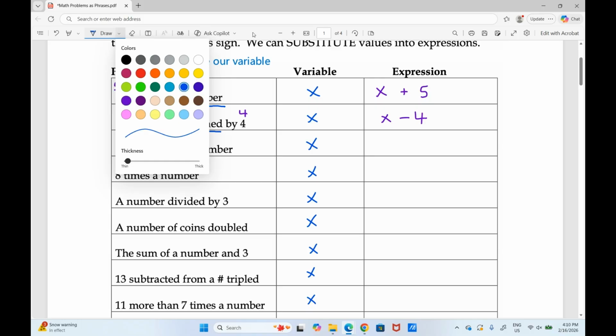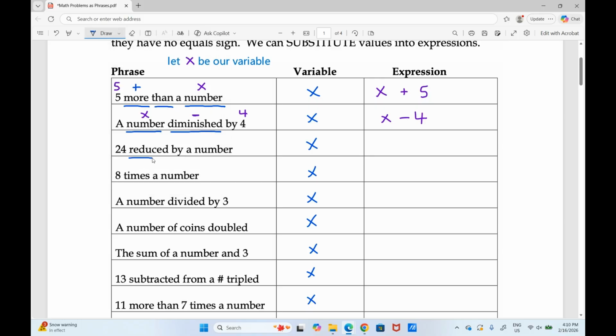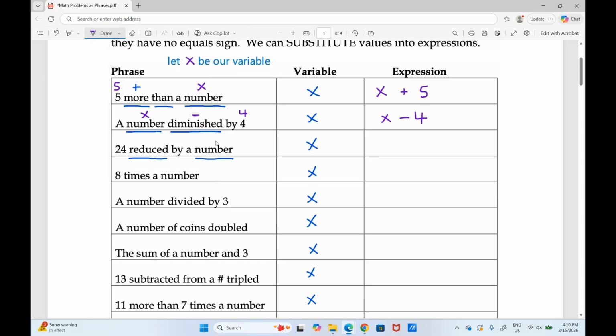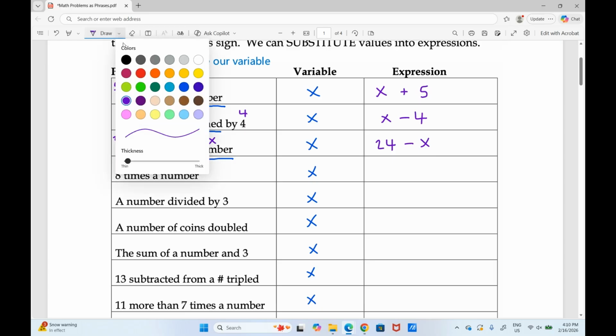Now moving on to the third example, 24 reduced by a number. So I'm going to let x be my number. 24 is still just 24, and reduced, does it mean add, subtract, multiply, or divide? It's going to mean subtract, because we talked about reduce being a common phrase for subtraction. So in this case, this would be 24 minus x, 24 reduced by a number.